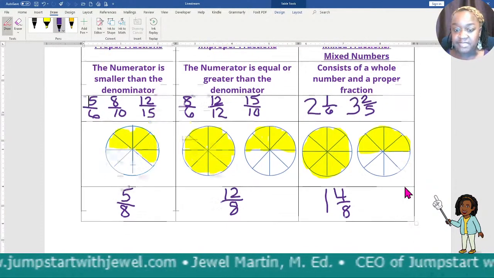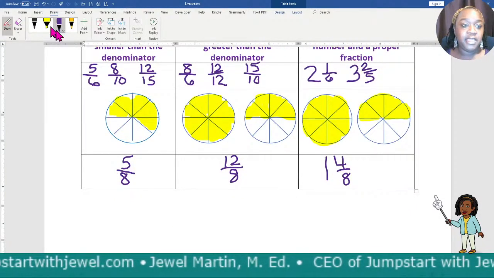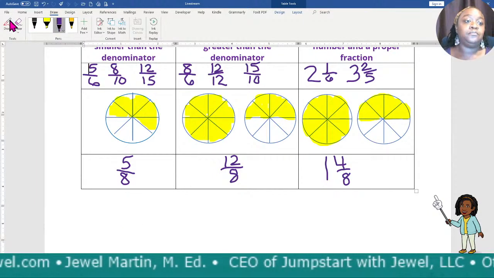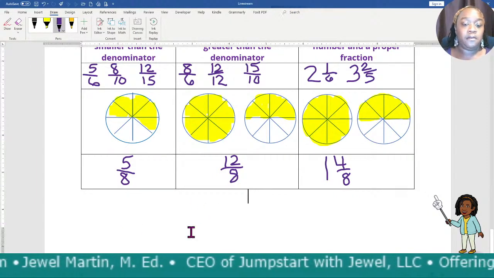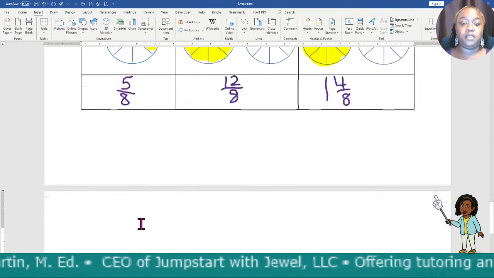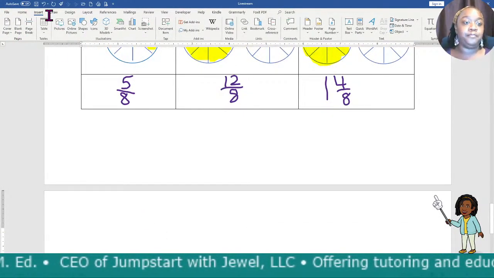So let me see if I've got some space down here. Okay, let me insert a blank page. Okay, give me 1 minute. Let me get some more room. There we go. Okay, so I'm going to scroll down a little bit.